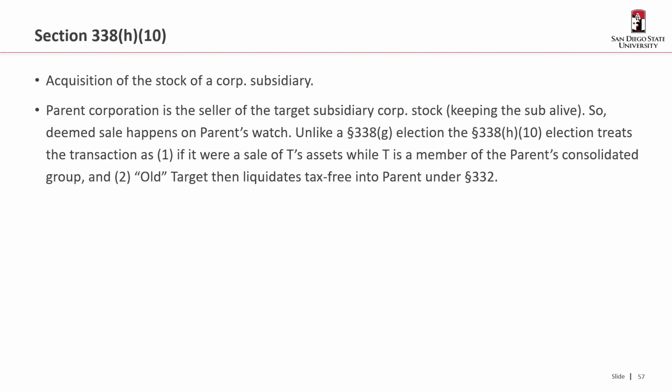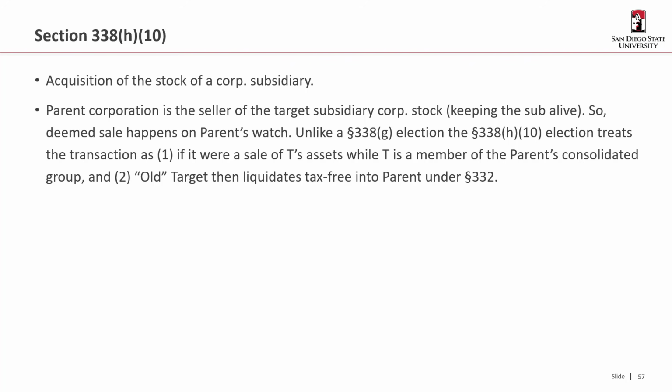Okay, that's where 338(h)(10) comes along. This is the acquisition of the stock of a corporate subsidiary. So a parent corporation is a seller of a target subsidiary corporation. So the idea is the target is going to be acquired and it's going to be kept alive. So the deemed sale is going to happen on the parent's watch. So let's already draw the distinction. In a 338(g), the buyer got tagged with the tax. In a 338(h)(10), the seller gets tagged with the tax.